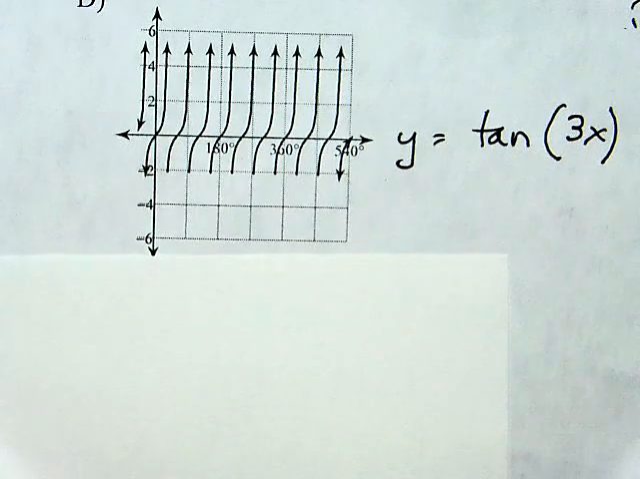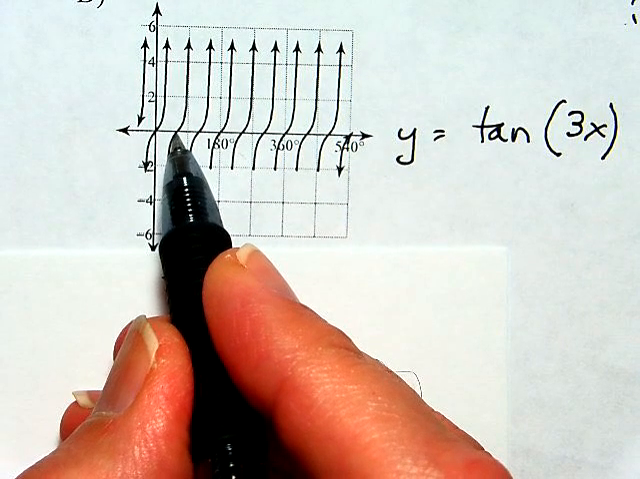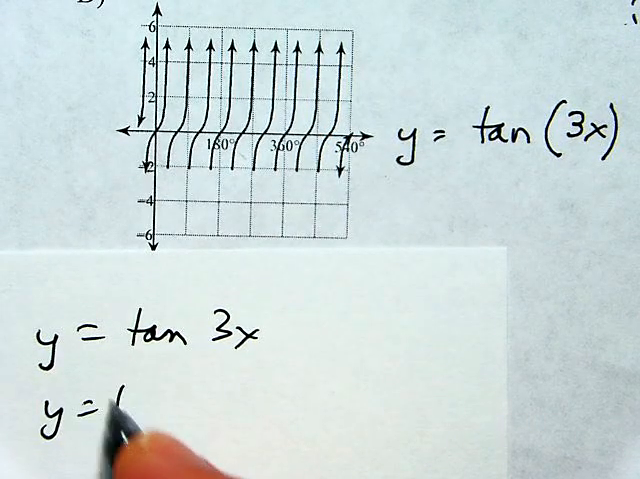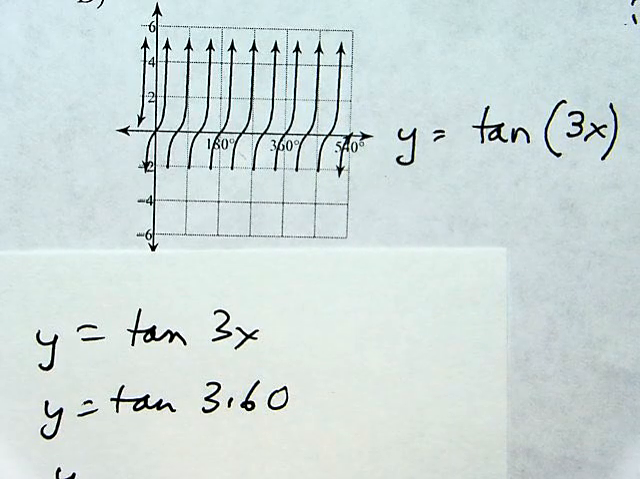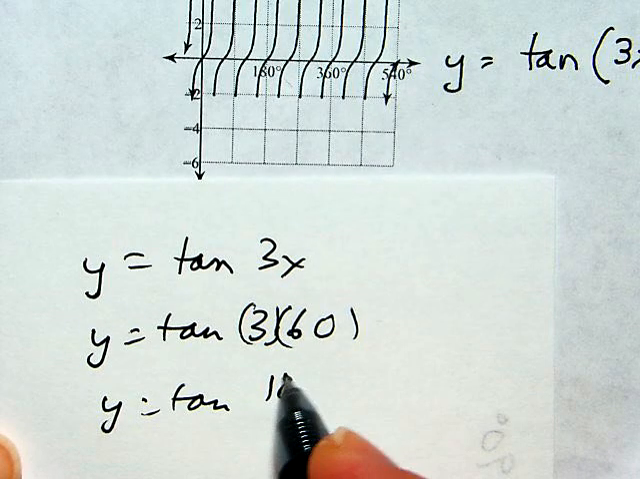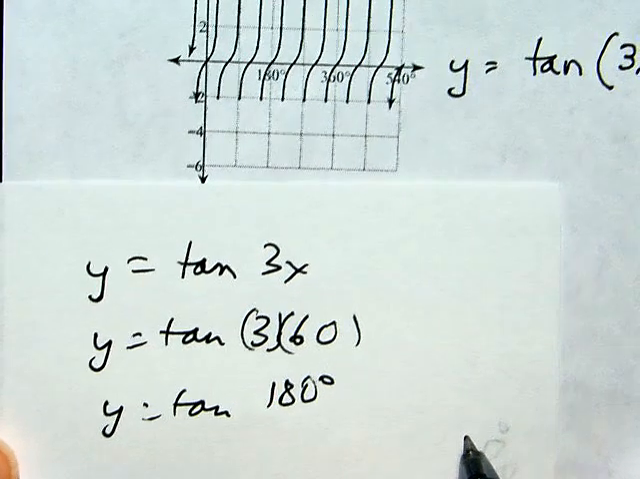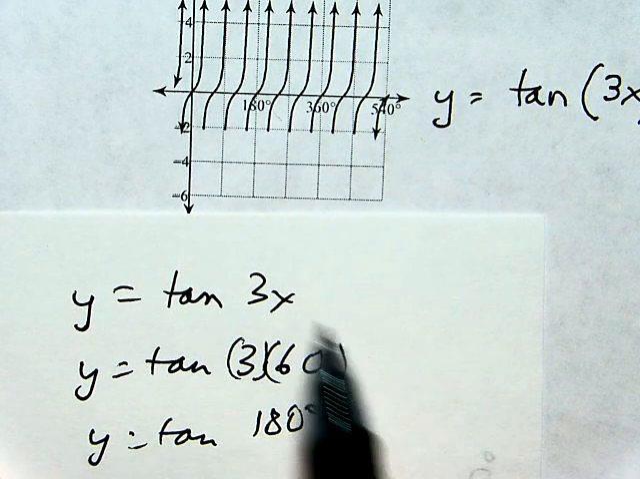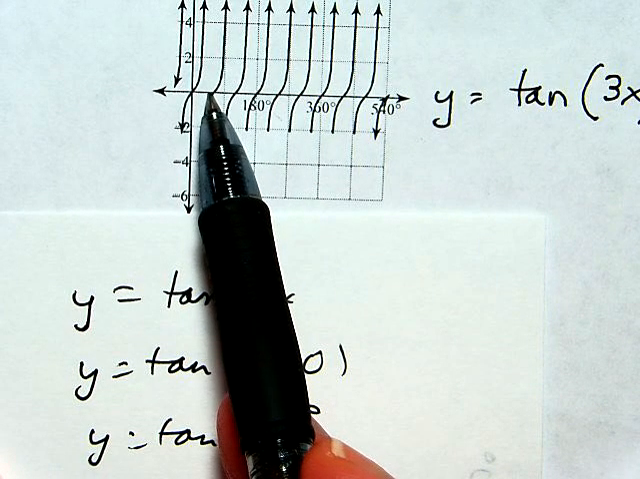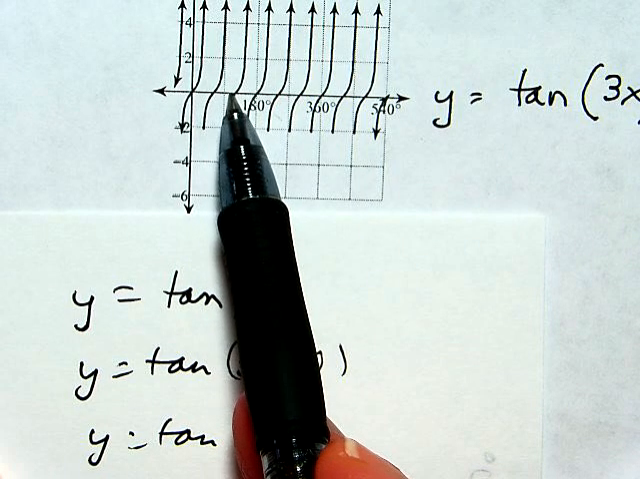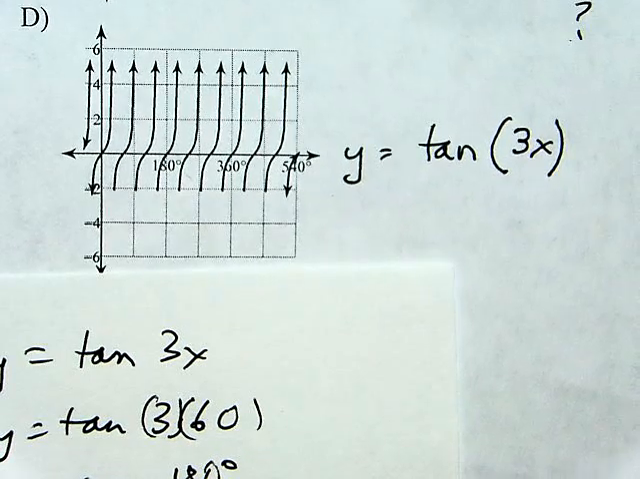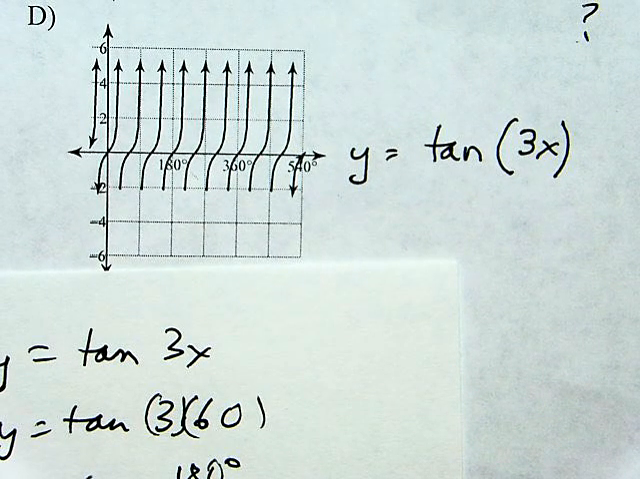So let's calculate some of these zeros. 60 degrees is a 0. y equals the tangent of 3x, y equals the tangent of 3 times 60, y equals the tangent of 180 degrees. Well, we already know the tangent of 180 degrees is 0. So this formula correctly gives us a 0 at 60. You should check to ensure that it actually gives us correct zeros at every single 0 that occurs here. So the correct formula, we don't need a phase shift for this graph, is y equals tangent of 3x.